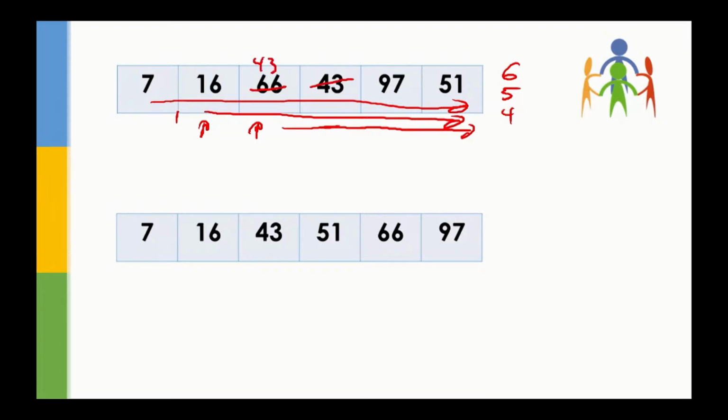So 43 now moves into the place that 66 was at. I'm going to move to the next element in the array. And I'm going to look at this element along with the remaining elements to find the smallest element. It's going to take me 3 steps to find 51 as the smallest. And then I'm going to swap 51 and 66. In the next iteration of the array, I'm now going to be looking at 97. I'm going to have to look at 97 and 51 and 66 to find out that 66 is the smallest. That takes 2 steps. And now I'm going to swap 66 and 97.